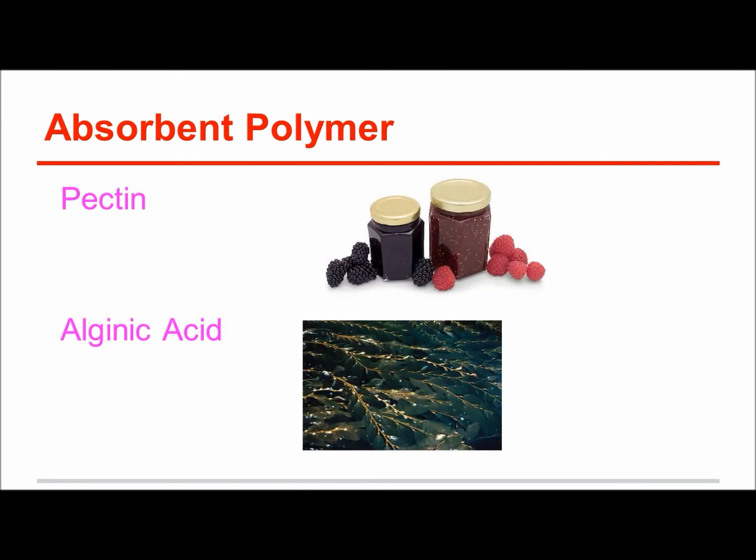Another application is in coagulated foods like jams and jellies. Jams and jellies and other coagulated foods utilize naturally absorbent polymers found in cell walls known as polysaccharides.